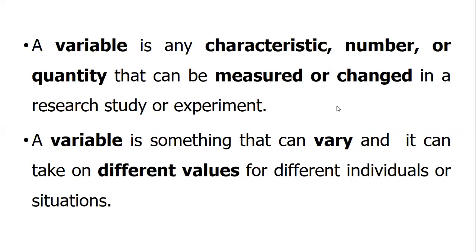A variable is any characteristic, number, or quantity that can be measured or changed in a research study or experiment. A variable is something that can vary, and it can take different values for different individuals or situations.